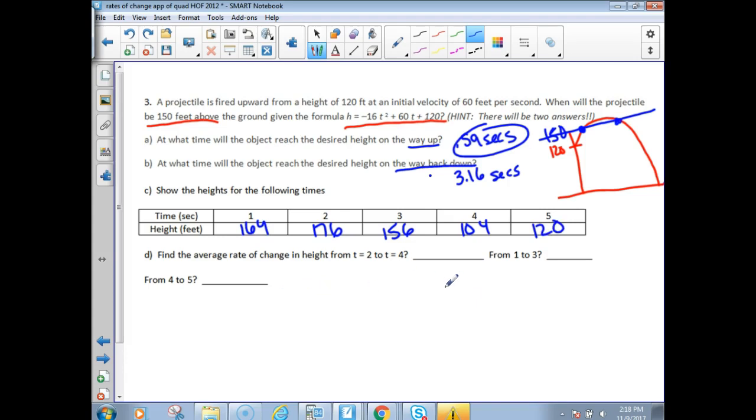Okay, find the average rate of change in the height from time of 2 to 4. So we take our time of 4 and look at the height, 104. Subtract from that the height at 2 seconds, 176. And then divide that by 4 minus 2, which is 2. So I need the difference. That'd be 72, right? Negative 72, sorry. Divided by 2 would be negative 36 feet per second. That means it's coming down. Okay, why don't you try the next?